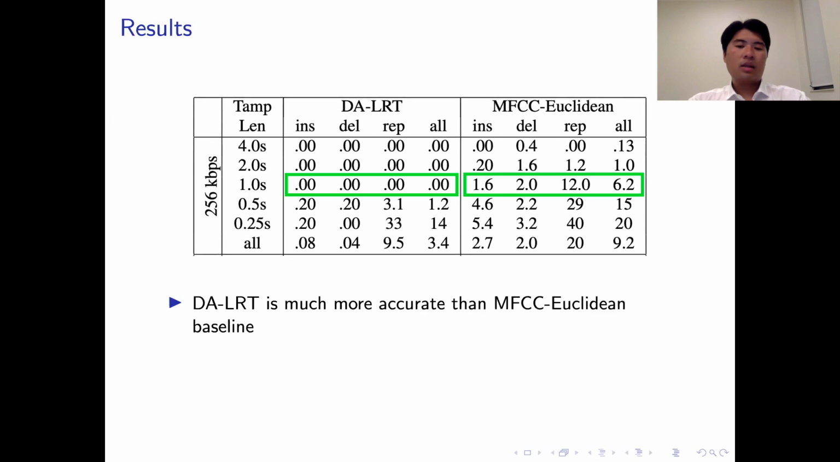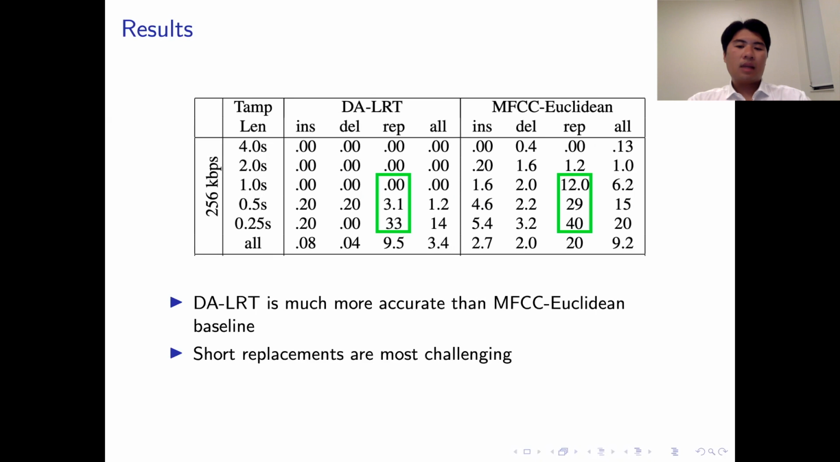First, we can see that the dual alignment likelihood ratio test can detect short tampering operations much better than the MFCC Euclidean baseline. Second, we see that the most challenging type of queries are very short replacements. This is because short replacements may not result in a substantially different alignment path, whereas insertion and deletion operations are easier to detect because they result in a global shift in the alignment path.